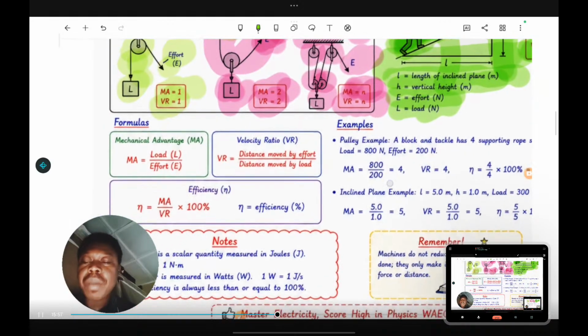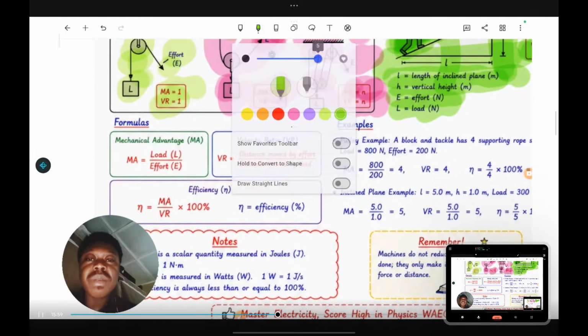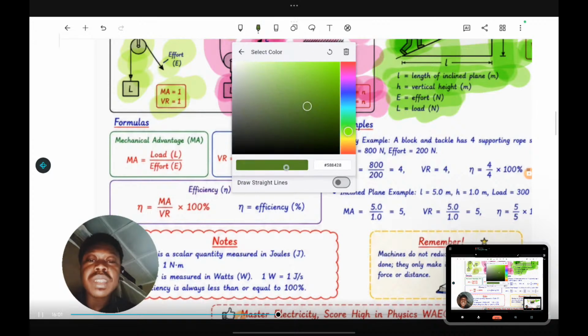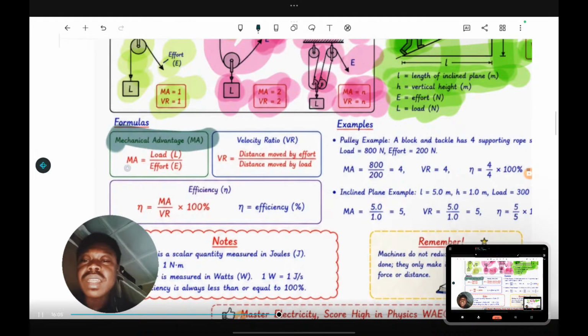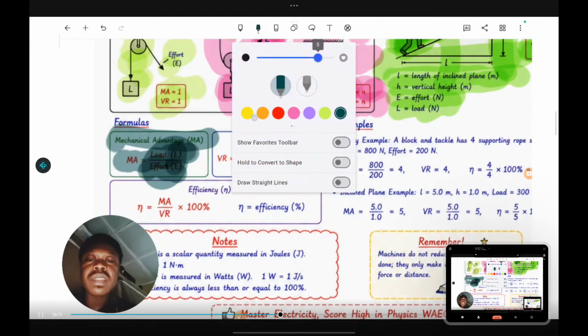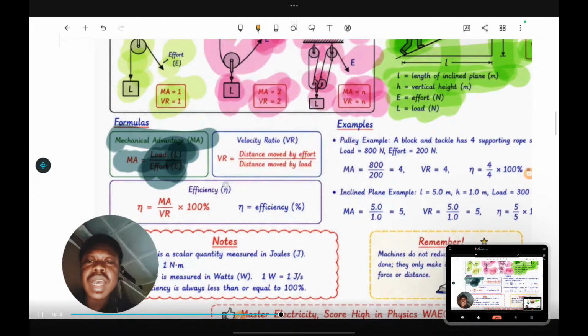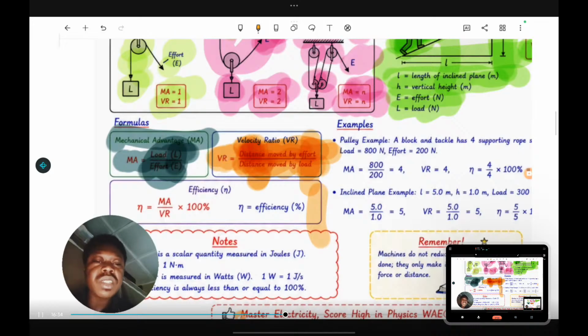Now, look at this basic formula here. You can see mechanical advantage is given by MA equals load over effort. This is force, force against force. And then velocity ratio is distance moved by load over distance moved by effort. Distance against distance, work output over work input. That's what velocity ratio means.